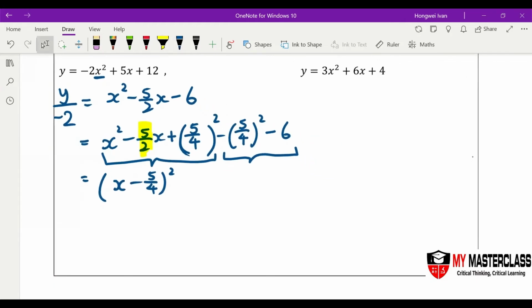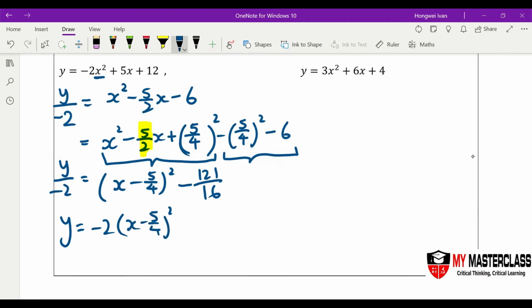Yes, Minghui, what is the fraction behind? Okay, but be careful. Remember the last step is you need to multiply the two back. Y equals negative 2 bracket x minus 5 over 4 bracket square plus, use your calculator, minus the negative 2. If you are fast, look here, it's 1 to 1 over 8.